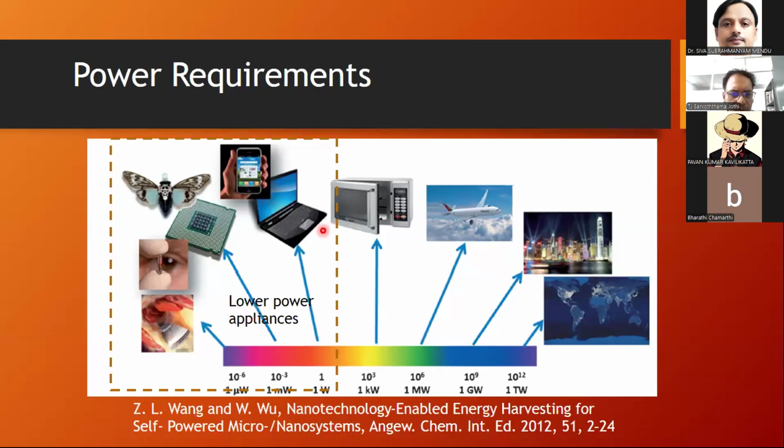So daily we use laptops, daily we use mobile phones, daily we use some sensors, some pacemaker sensors. All these small devices consume a maximum of 10 watts of power.